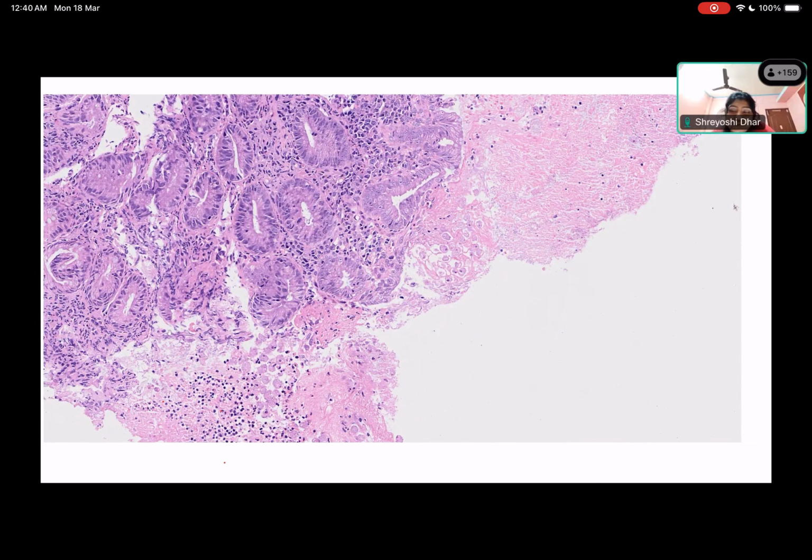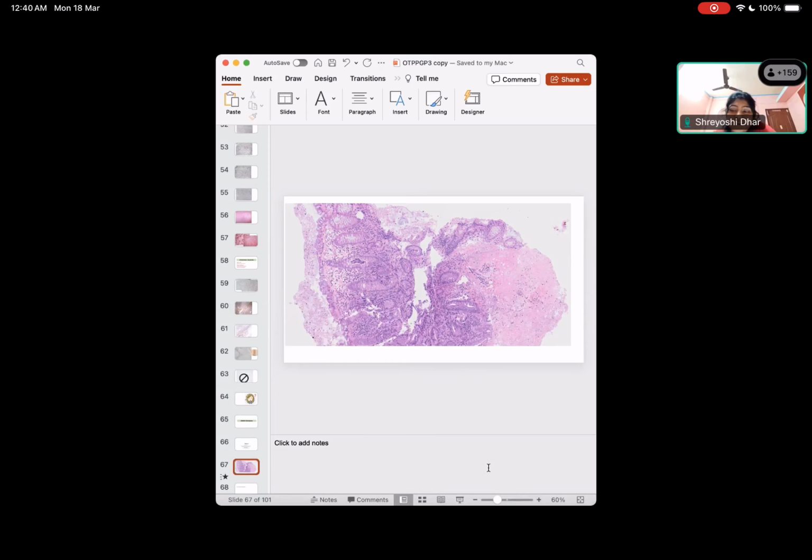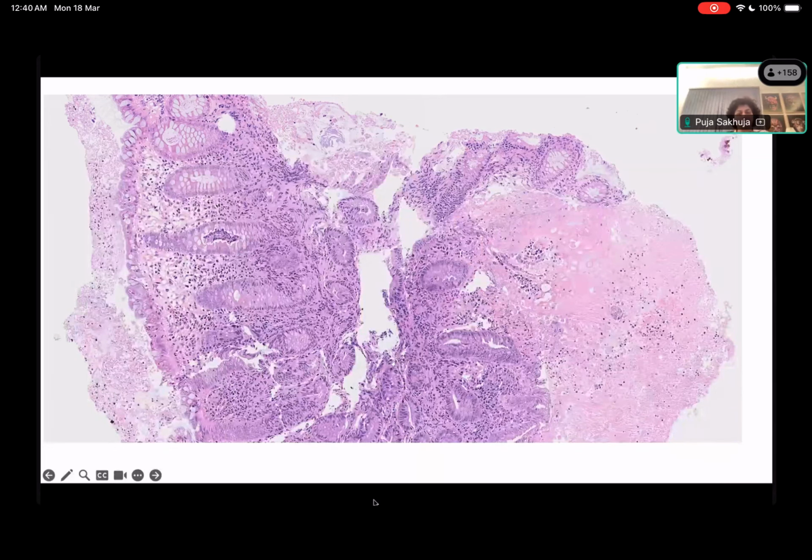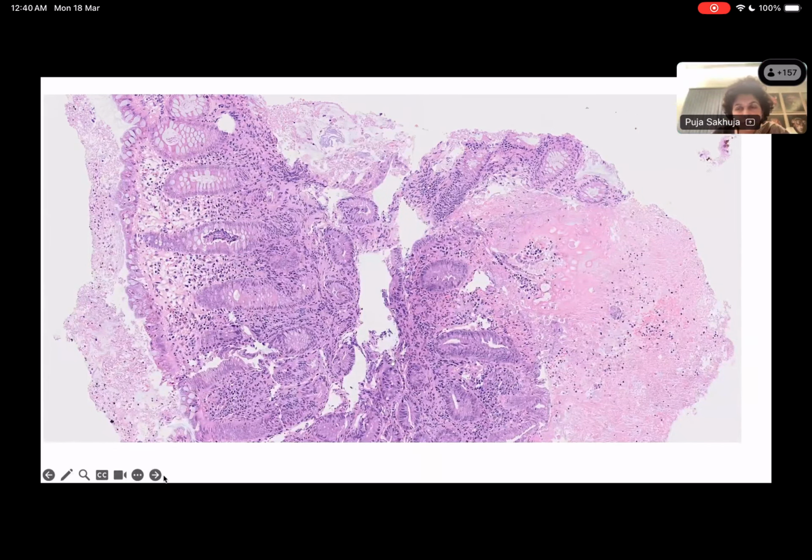Ma'am, the section shows tubular crypts having single layer of the columnar cells and the goblet cells supported by the lamina propria. One second. Is my screen still shared, right? Yes, ma'am. I just put it as full screen now. Okay. Yeah, carry on. Yes, ma'am.